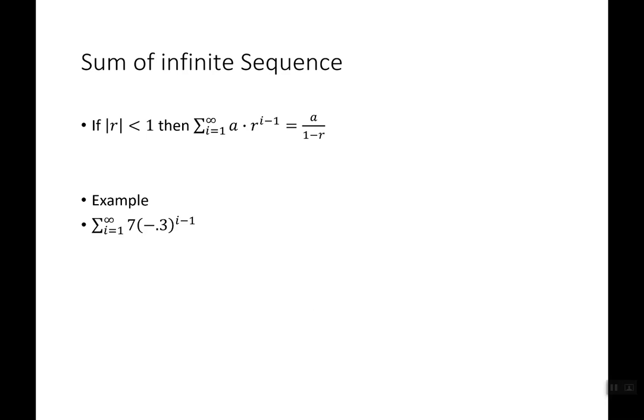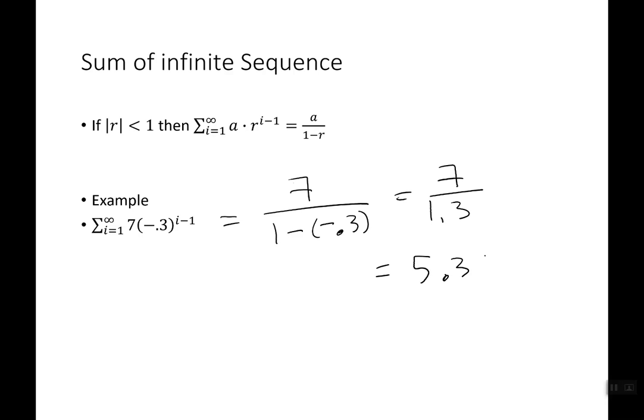Let's try it again. I wanted to give you something that was negative, so I gave you -0.3. Same thing, I'm doing the sum, i equals 1 to infinity of 7 times -0.3 to the i minus 1. Really quick though, you do 7 over 1 minus, remember it's -0.3. This is 7 over 1.3. So I do 7 divided by 1.3. We're going to call this 5.38.